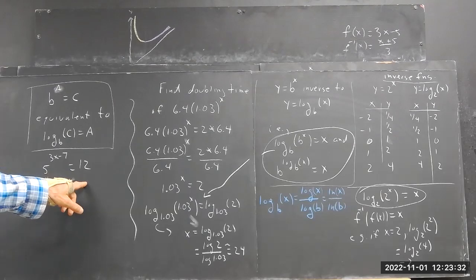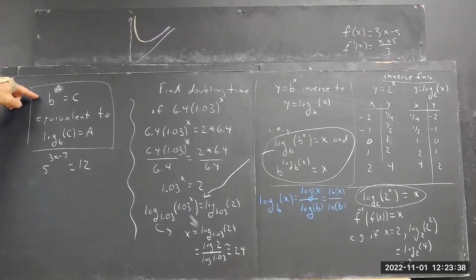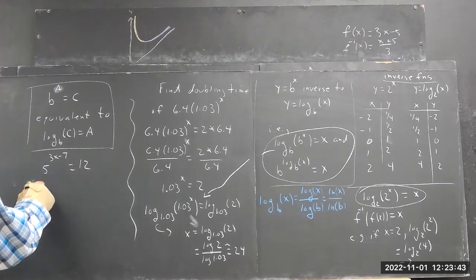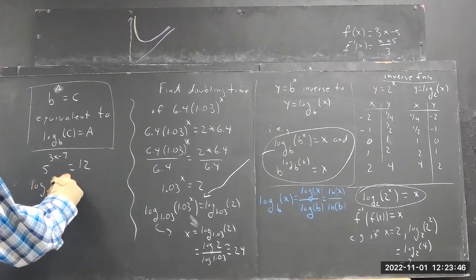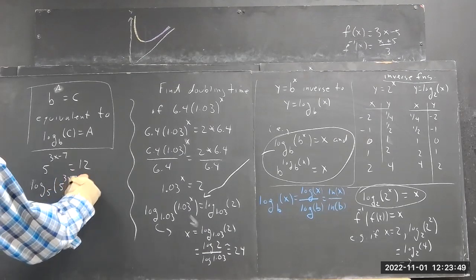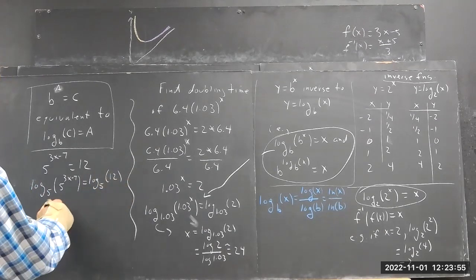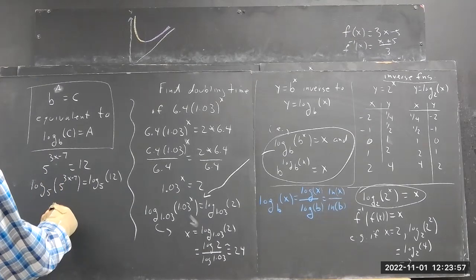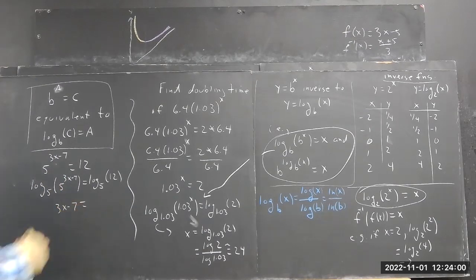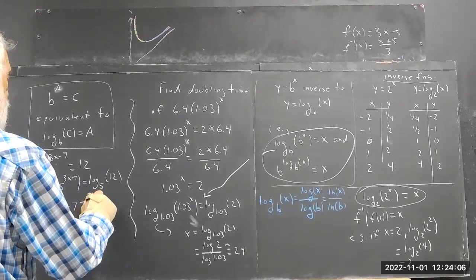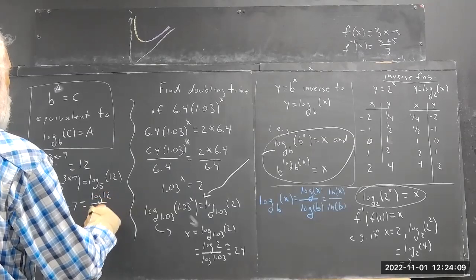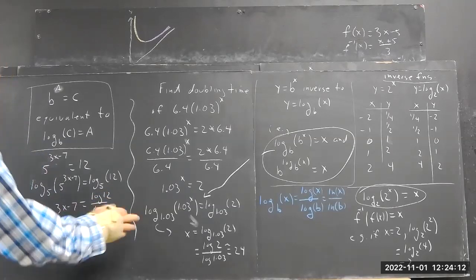Take 5 to the 3x minus 7 equals 12. Is that in this form or this form? It's in this form. So now your 3x minus 7 is right there on this side where you can just apply your regular rules of algebra. And that equals log of 12 over log of 5.